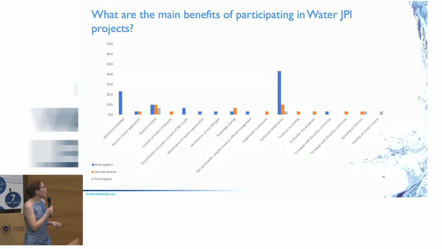There was a question about what are the main benefits of participating in Water JPI projects, and what we can see is that the most voted option was the possibility to have sustained collaboration, which means that the JPI was very good for developing networks, but also for keeping them. So basically, once project coordinators started to work with other partners, they did that in other projects.